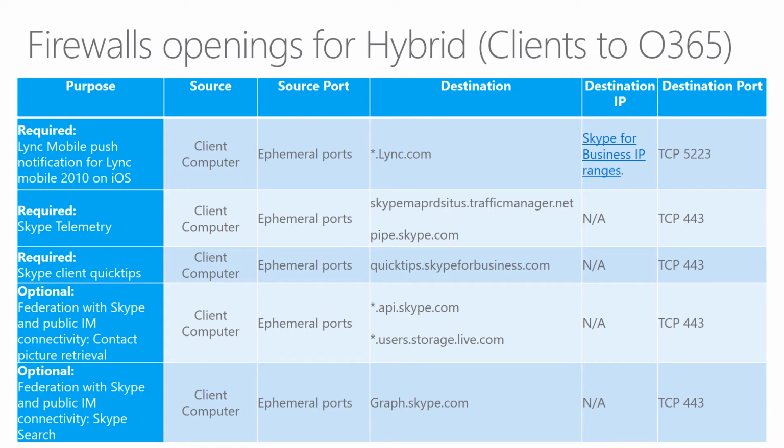So this third table is still for the clients to Office 365. You always see in the first column the purpose of those openings. So please have a look, and I won't go into details here.